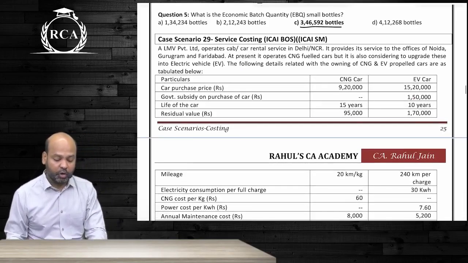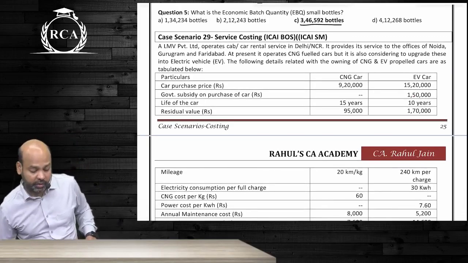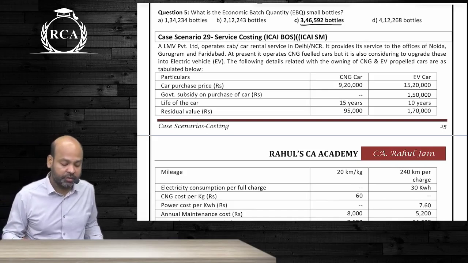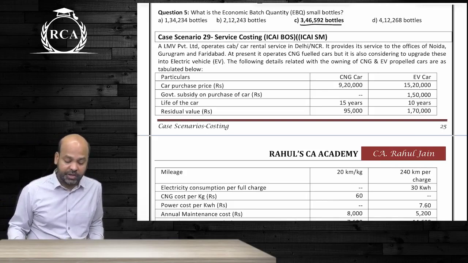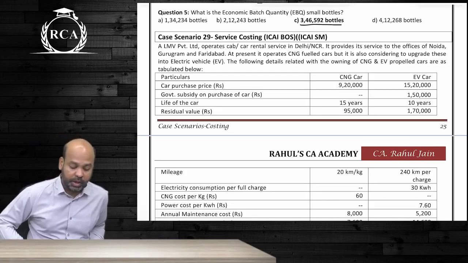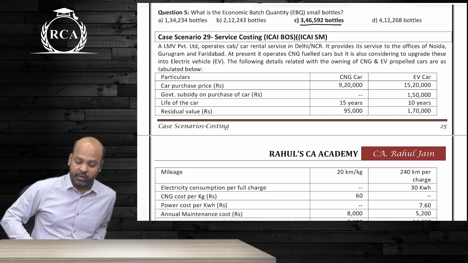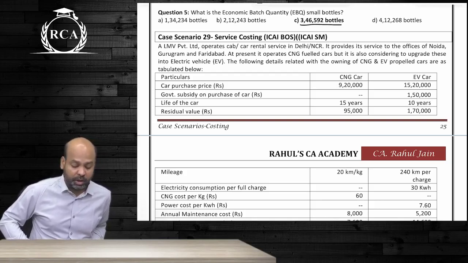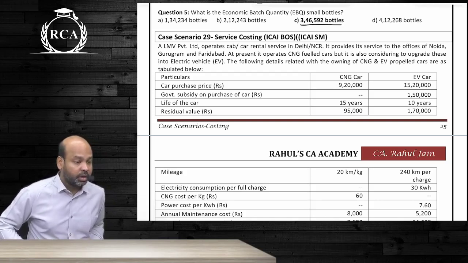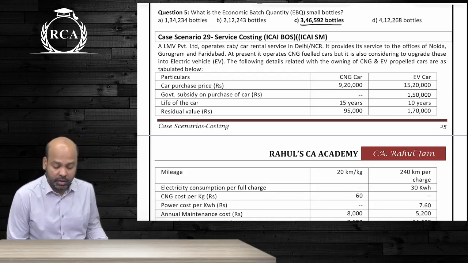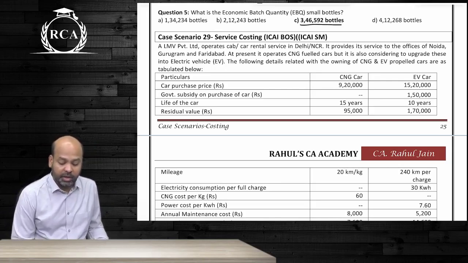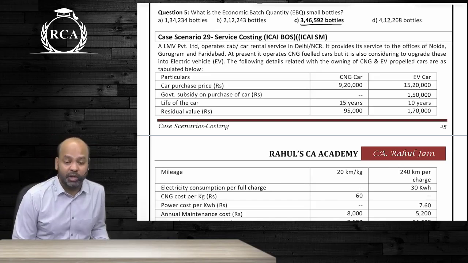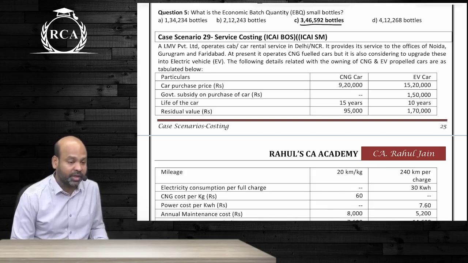LMP Private Limited operates cab or car rental service in Delhi or NCR. It provides its service to offices of Noida, Gurgaon and Faridabad. At present, it operates CNG fueled cars, but it is also considering to upgrade these into electric vehicles. The following details relating to owning CNG and EV propelled cars are as tabulated below. A CNG car is going to cost you 9,20,000. EV car is going to cost you 15,20,000. The government subsidy that you receive, guys, on purchase of an EV car is 1,50,000. So you have to remove 1,50,000 from 15,20,000. Your net cost, beta, will be 13,70,000.